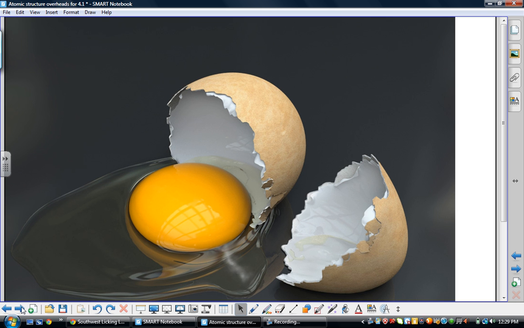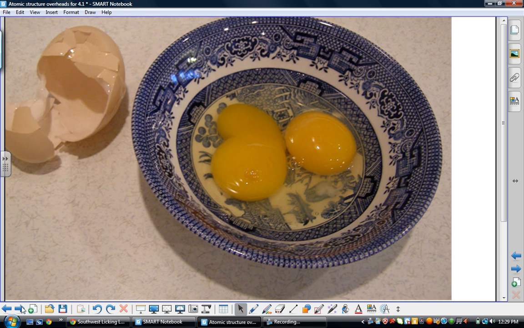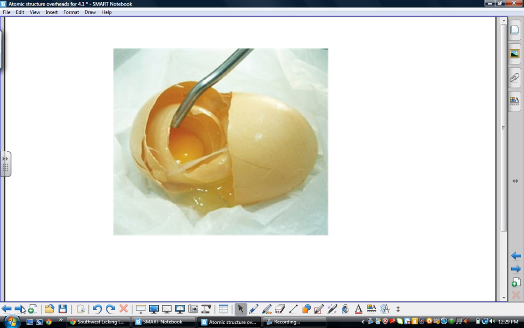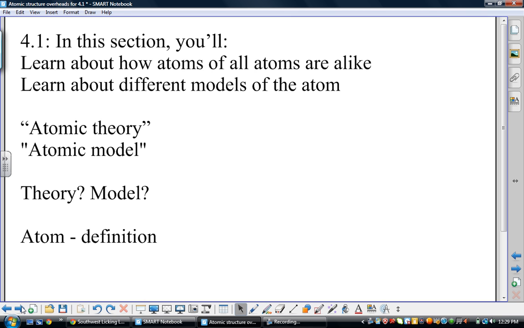An egg is a bad model of an atom because we expect an egg to have one shell and one yolk and one white, and when you have two yolks or two shells, it's considered unusual. That's not true with atoms. We expect atoms to have all different numbers of protons, neutrons, and electrons.